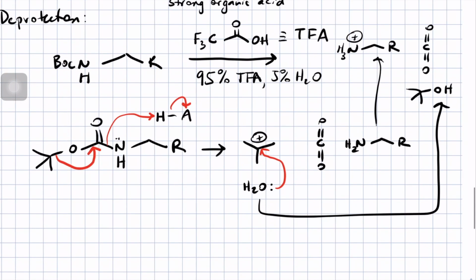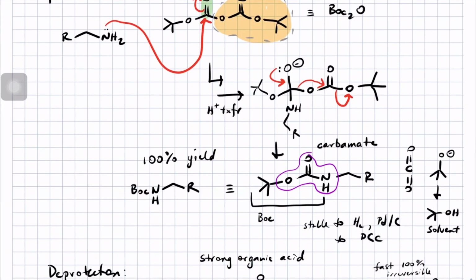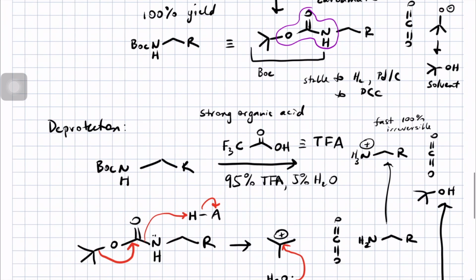So this reaction is fast, it's 100%, and it's irreversible, because once you've lost the CO2, you're gone. And that's actually how the protection reaction was. It was fast, 100%, and irreversible. Okay, so we can install Boc. We can take Boc off under conditions that don't bother the benzyl ester. We can install the benzyl ester and take the benzyl ester off under conditions that don't bother the Boc group.